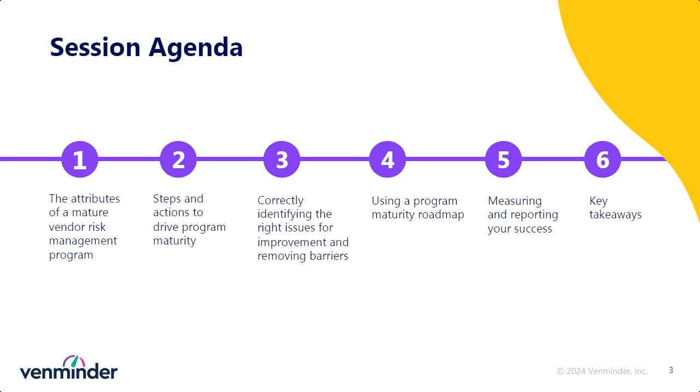Hello and welcome, everyone. So today we are talking all about maturing your third-party risk management program, and we're going to start off just discussing what the attributes of a mature program are. Then we'll move into some steps and actions you can take and how to identify risks and things that might be getting in your way. We'll also talk about using a program maturity roadmap and measuring and reporting your success. We'll wrap up with some key takeaways, so let's jump right in.